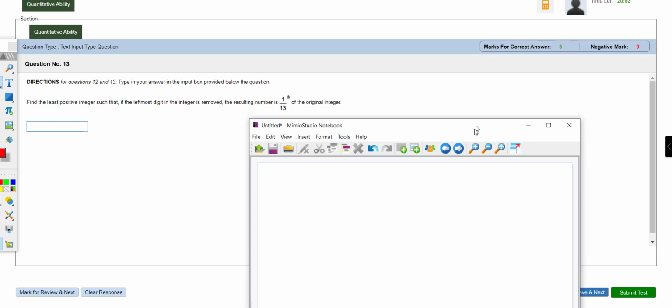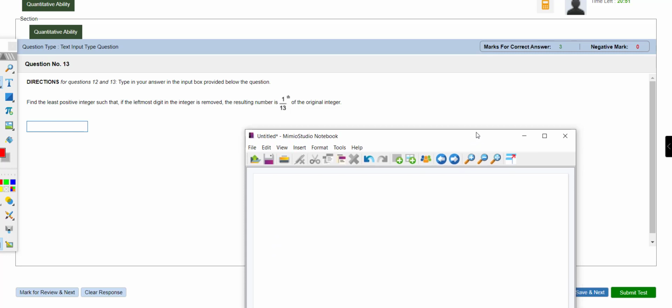Question number 13 is, find the least positive integer such that if the leftmost digit in the integer is removed, then the resulting number is 1/13th of the original number. Okay, so we are supposed to find the least positive number. That number cannot be a single-digit number, because we need to remove the leftmost digit. If we remove it, then nothing remains, so that number has to be 2-digit or 3-digit or 4-digit and so on, but it cannot be a single-digit number.